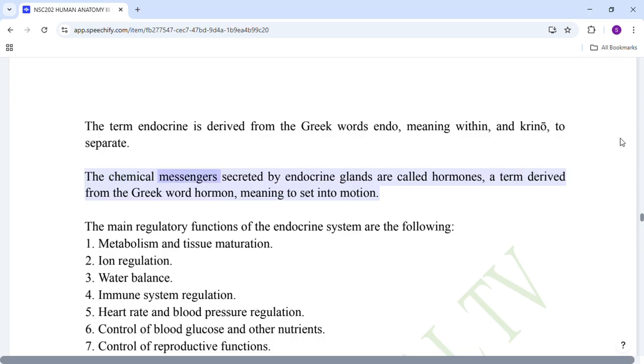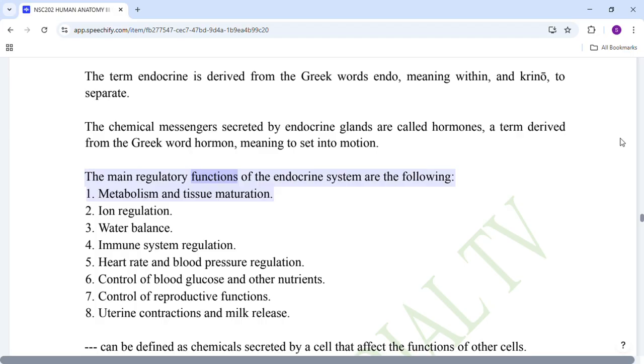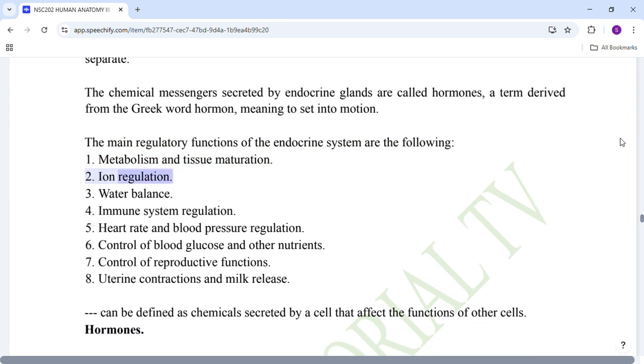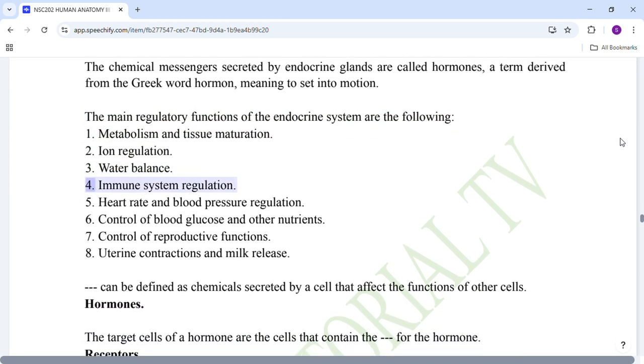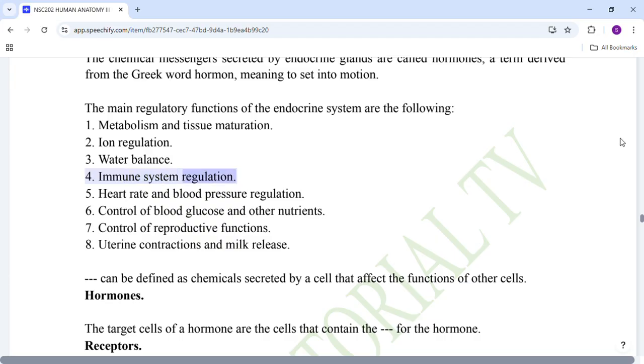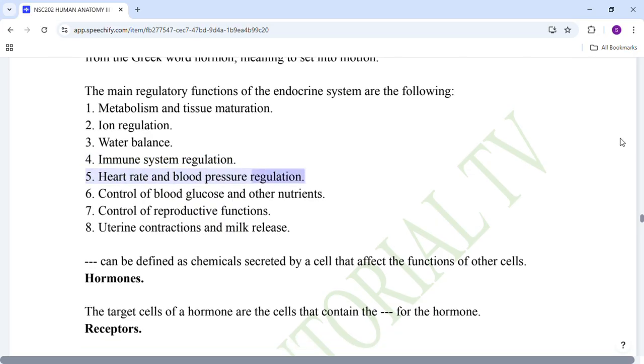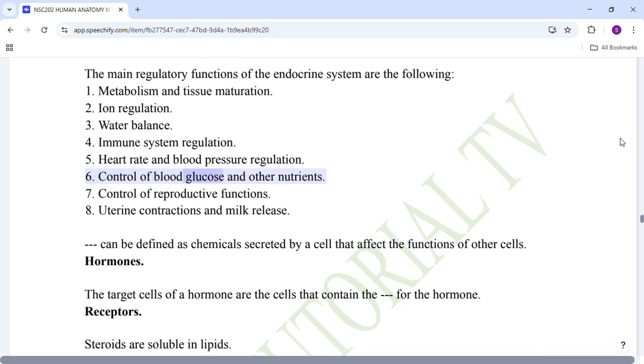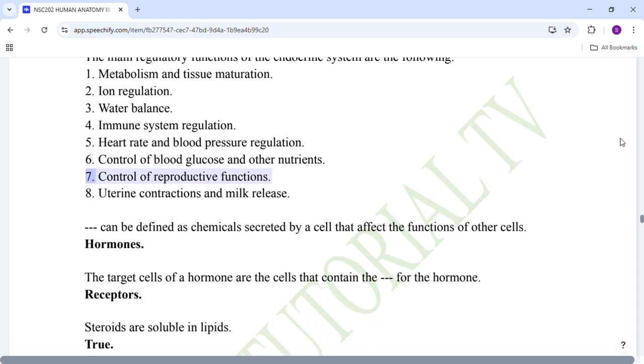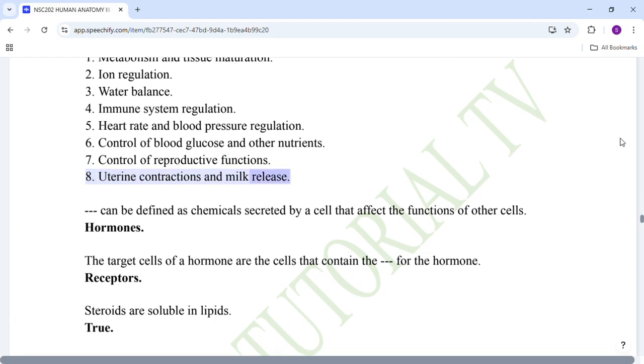The chemical messengers secreted by endocrine glands are called hormones, a term derived from the Greek word hormone, meaning to set into motion. The main regulatory functions of the endocrine system are the following: 1. Metabolism and tissue maturation. 2. Ion regulation. 3. Water balance. 4. Immune system regulation. 5. Heart rate and blood pressure regulation. 6. Control of blood glucose and other nutrients. 7. Control of reproductive functions. 8. Uterine contractions and milk release.